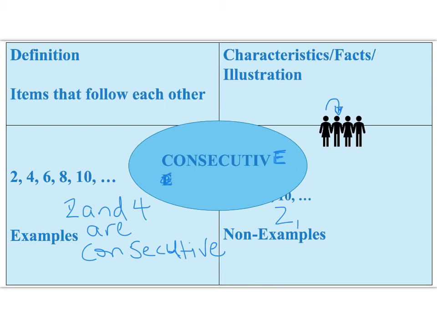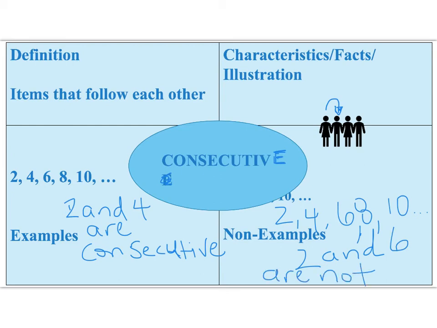I'm going to rewrite the 2, 4, 6, 8, 10 here. 2 and 6 are not consecutive. And the reason 2 and 6 are not is because 2 and 6 have a 4 between them. So they can't be consecutive because they're not next to each other, whereas the 2 and 4 are consecutive. So any of these pairs over here, 8 and 10 are consecutive, 6 and 8 are consecutive. It's just one right after another is what consecutive means.